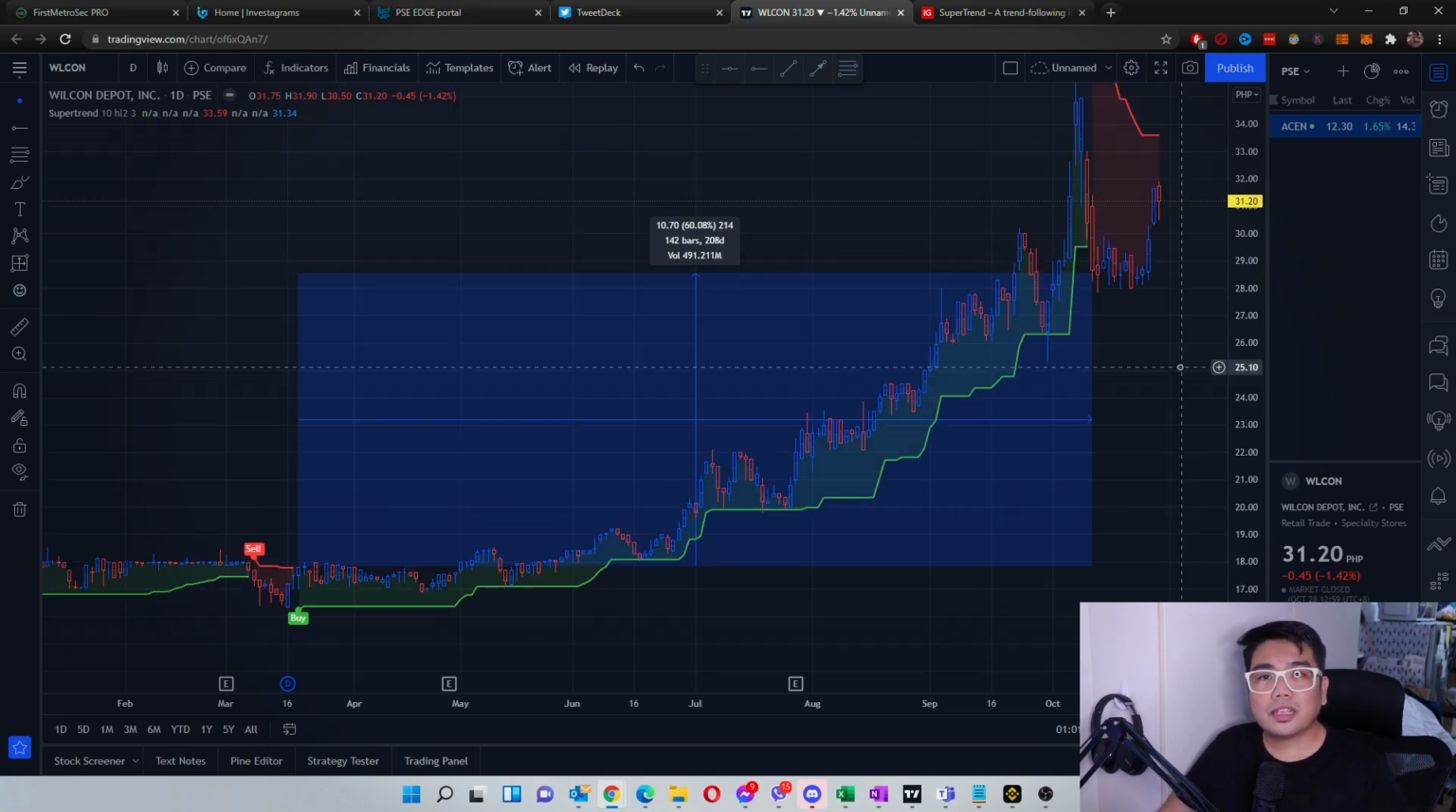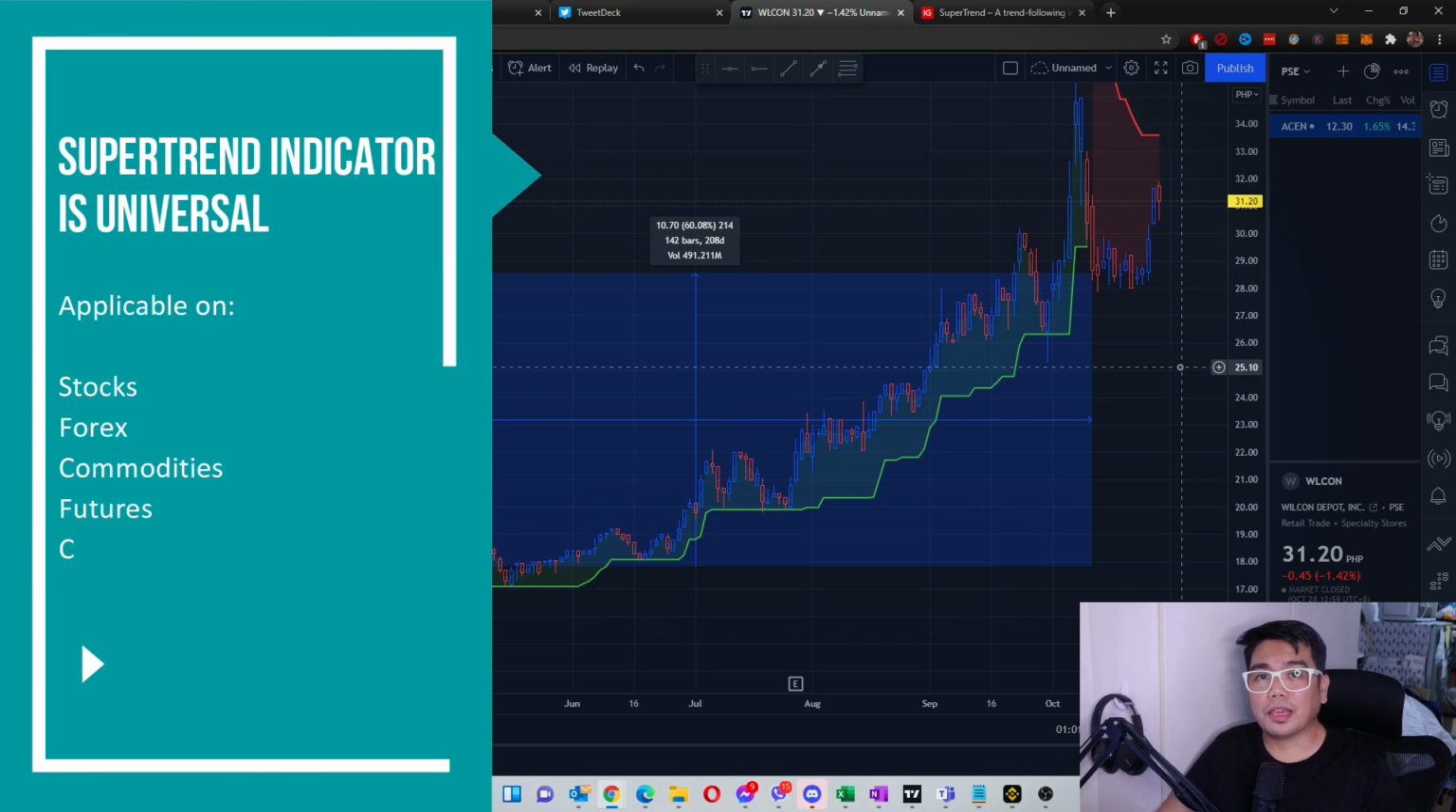Now, the Supertrend Indicator is actually universal in application. Ibig ko sabihin by that is you can actually use it on stocks, forex, commodity, or even crypto. So that's it. What do you guys think about this Supertrend Indicator?